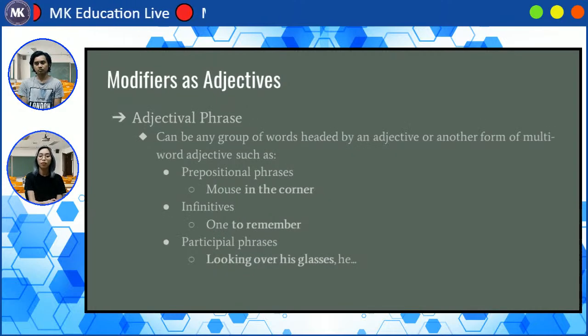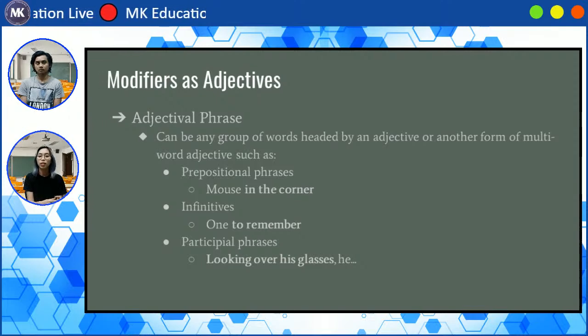Okay, now we have adjectival phrase. It can be any group of words headed by an adjective or another form of multi-word adjectives, such as prepositional phrases. Usually they start with prepositions. For example, mouse in the corner. So our phrase here is in the corner, and our preposition is in.